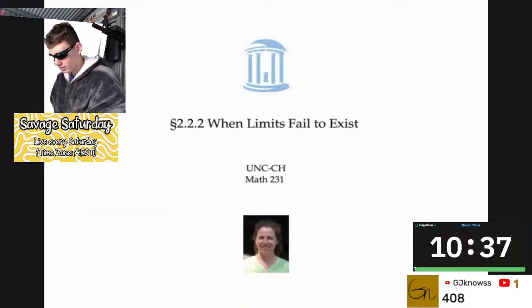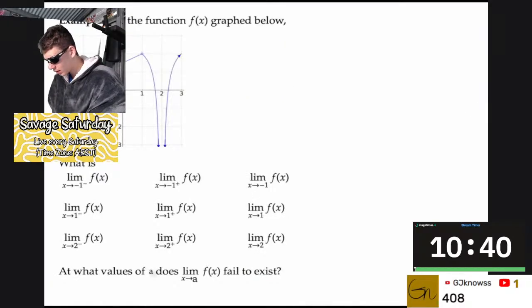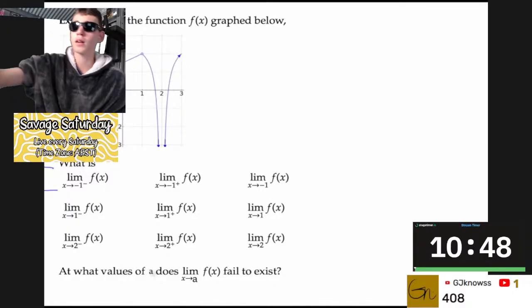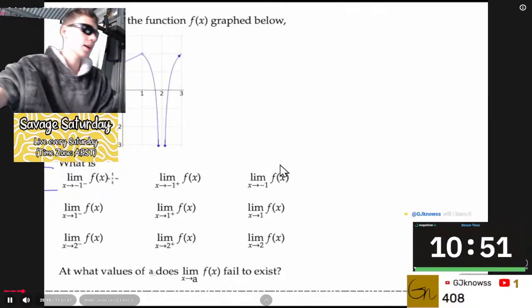This video gives some examples of when limits fail to exist. For this function f of x graph below, let's look at the behavior of f of x in terms of limits as x approaches negative 1, 1, and 2. Let's start with x approaching negative 1. When x approaches negative 1 from the left, the y values seem to be approaching about 1/2.